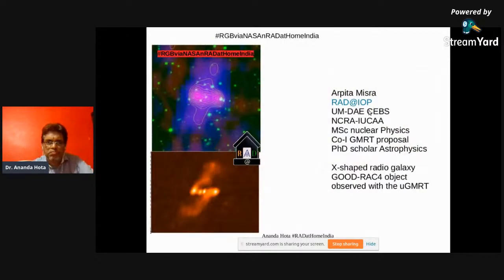Another one from Orpita. We were not very sure what was happening, so we looked at it with GMRT. We found, see, the black hole's jet axis has probably changed: earlier it was something else, now it is something else. Or maybe some other process is happening, we don't really know.